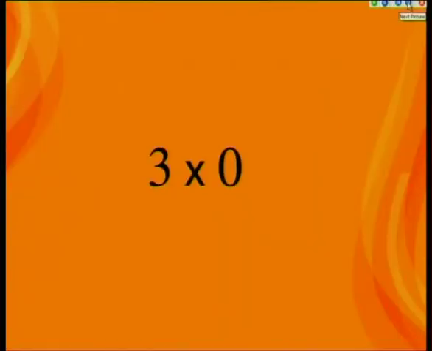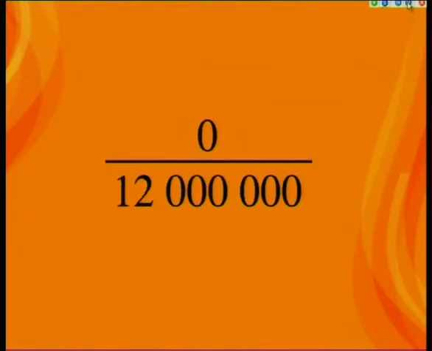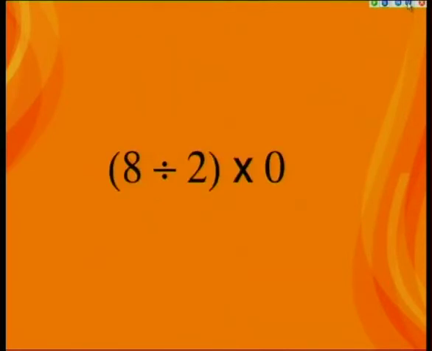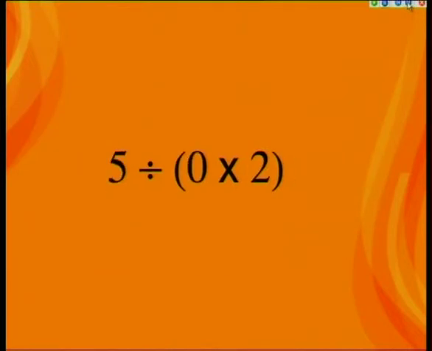Okay, let's play a quick game to see if you can do these calculations. Which of these is equal to 0? 3 times 0, 0 divided by 12 million, 2 times 5 times 0, 11 divided by 0, 8 divided by 2, all of that multiplied by 0, 5 divided by 0 times 2.